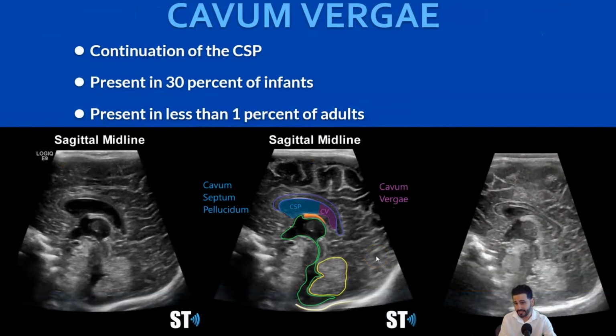So cavum vergae is one that not everyone is familiar with. If you do a lot of brain ultrasounds, you will be familiar with this, but it's a continuation of the CSP. It's usually posterior and beneath the splenium and body of the corpus callosum. Here you can see a CSP and cavum vergae. It is present in 30% of infants and present in less than 1% of adults. Here you can see the normal CSP without the cavum vergae in this patient.